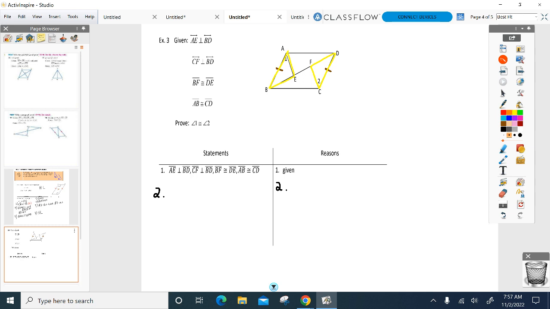All right, let's see what we've got. Let's make a plan before we write stuff down. I've got perpendicular lines. They form right angles. I also have AB and DC. I've got a pair of sides. Now let's go to this other given here.